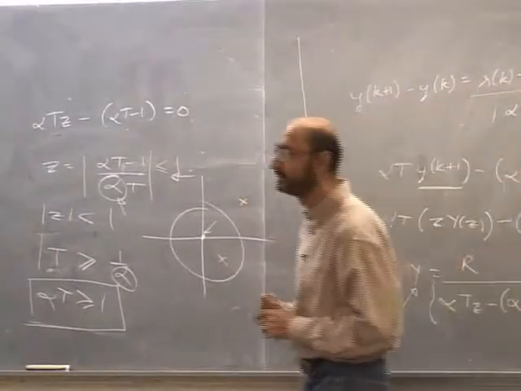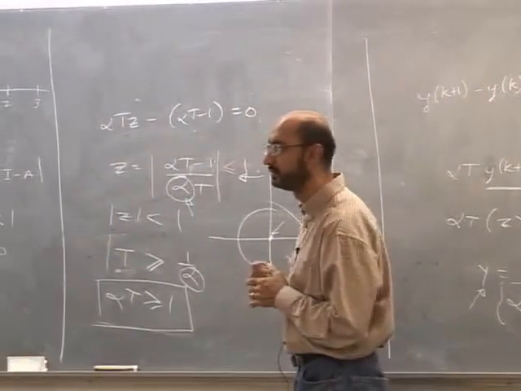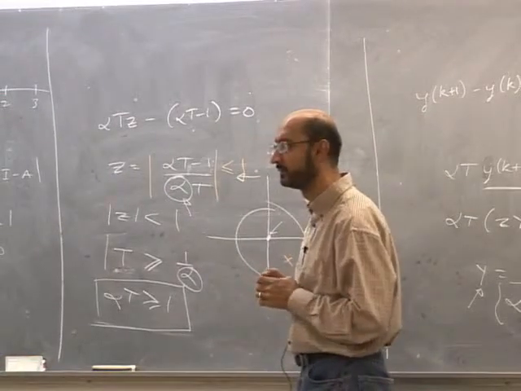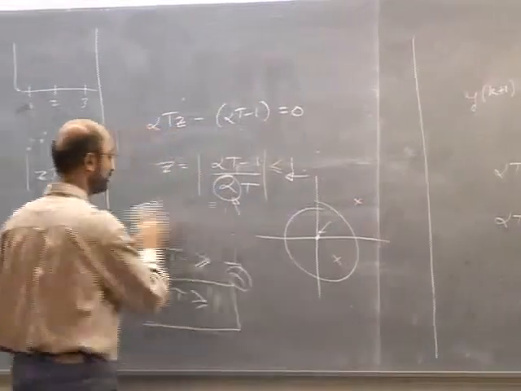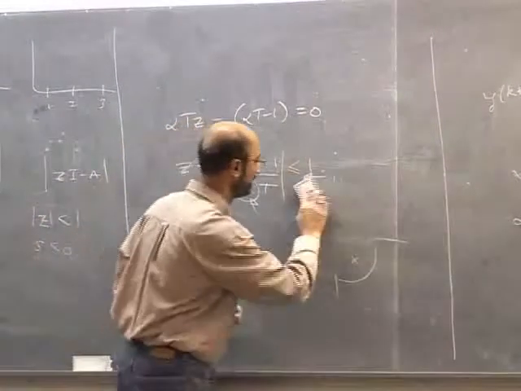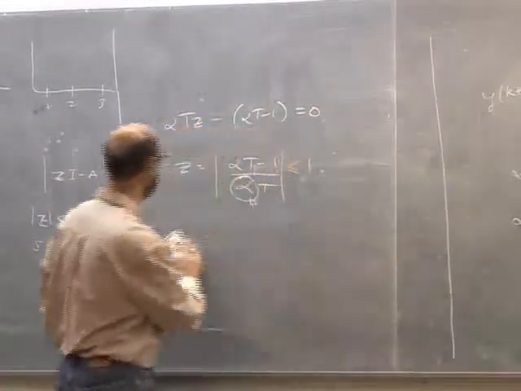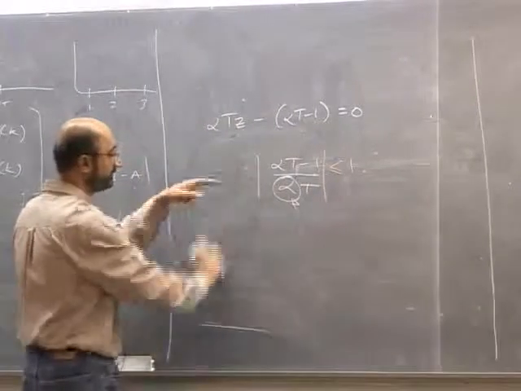I think it should be 1 over 2, sorry. 1 over 2 alpha. Okay, let's just do this properly. So this is the equation, right?